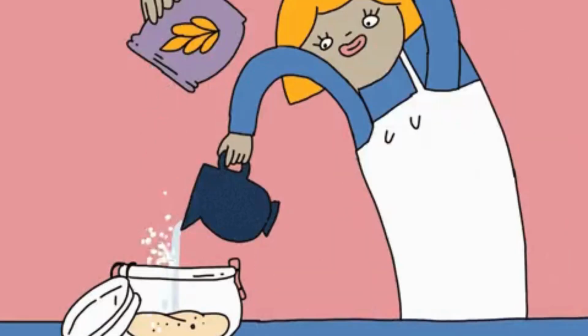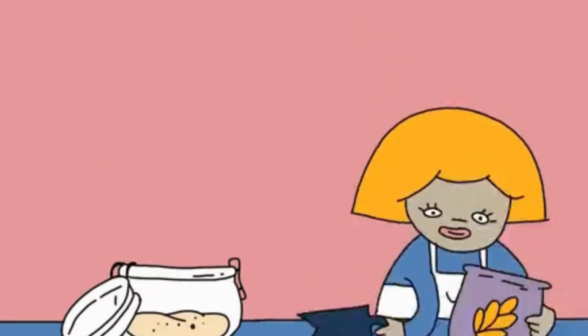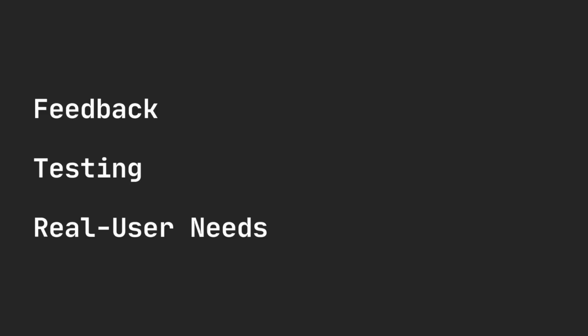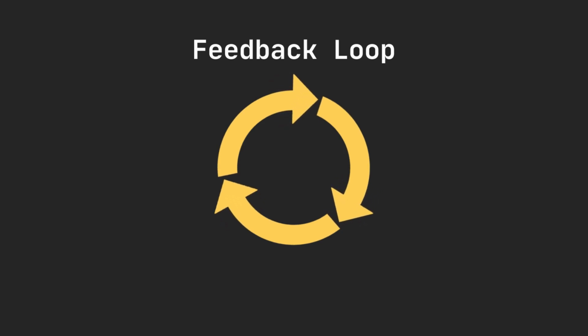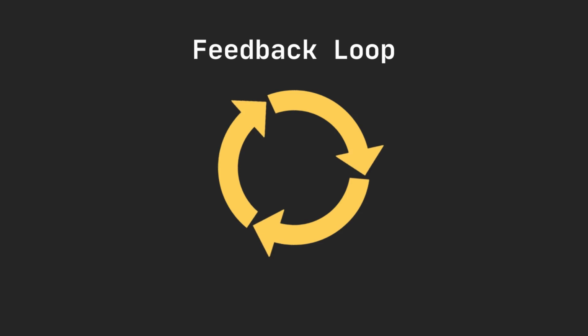Think of it like baking a cake for a party. You wouldn't just throw in ingredients randomly. You'd ask your guests about their preferences and allergies. The team gathered feedback, ran tests, and focused on real user needs. This feedback loop was crucial. Users highlighted their struggles and the team used this information to shape the new interface.